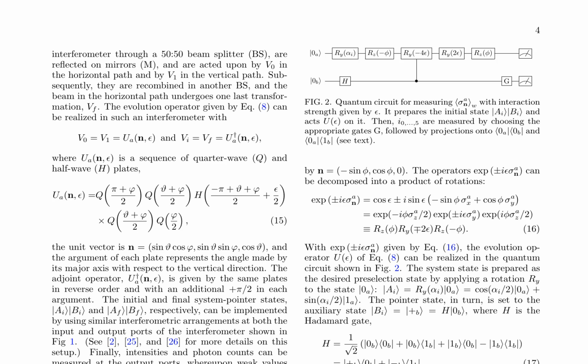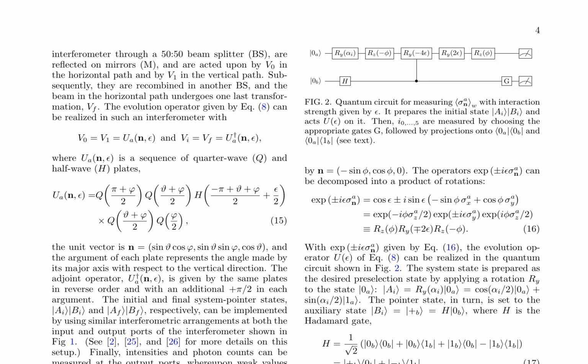The authors also propose a quantum computational realization of the proposal. They consider a Pauli spin operator and decompose the evolution operator U_ε into a product of rotations, given by equation 16. The quantum circuit for measuring the weak value of sigma_n is shown in Fig. 2, which prepares the initial state |i> and applies U_ε on it.